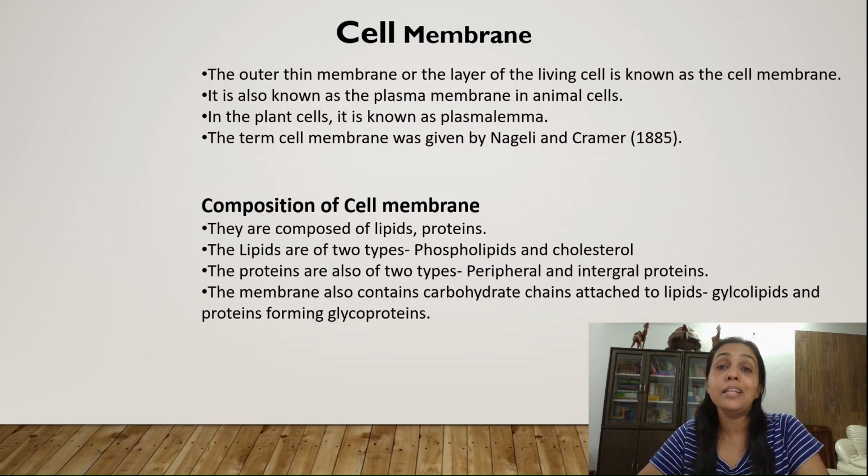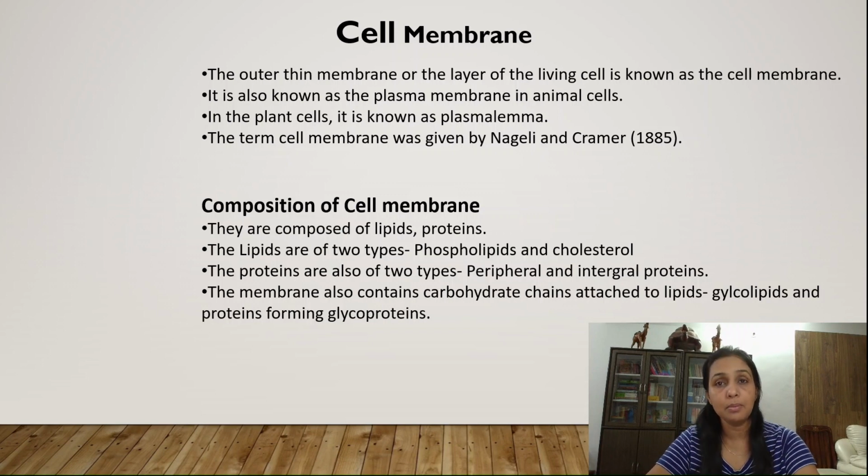The cell membrane separates the cell cytoplasm from the outer content of the cell. In animals, the cell membrane is also known as the plasma membrane. In plants, it is known as plasmalemma. So, the terminologies plasma membrane, cell membrane, and plasmalemma are all the same. The term cell membrane was coined by Kramer and Nageli in the year 1885.